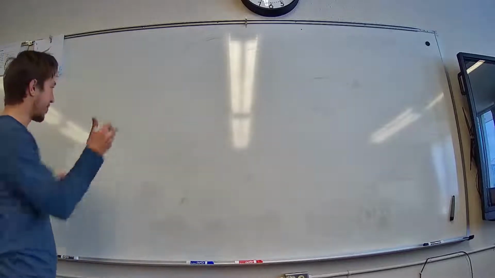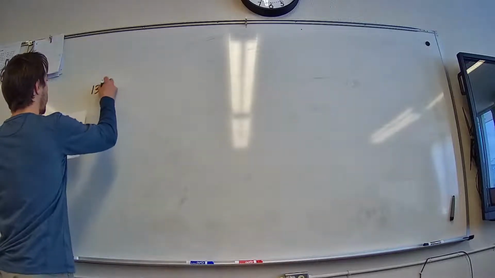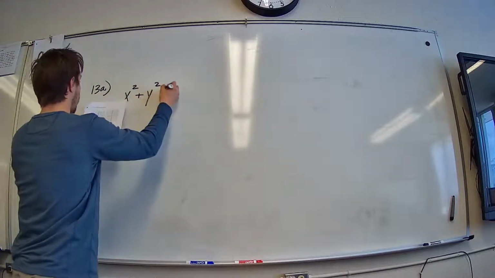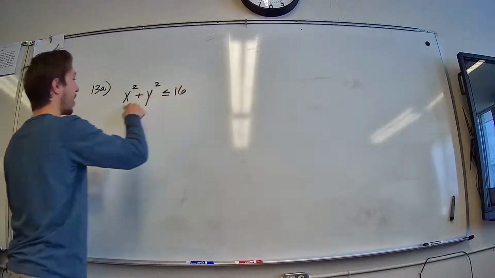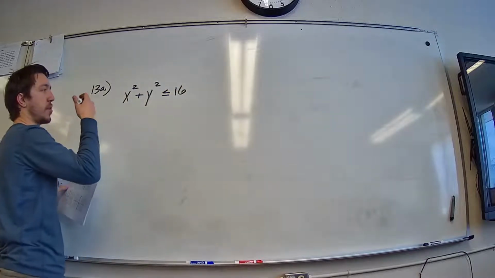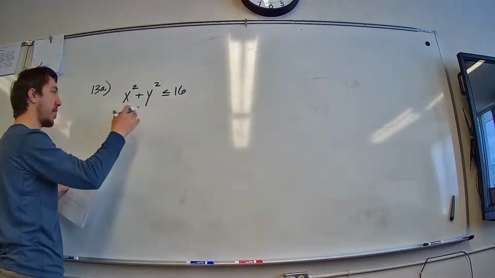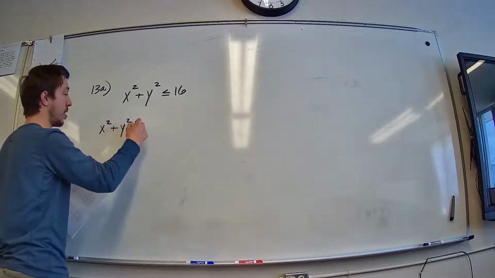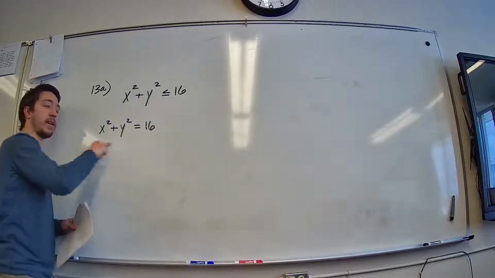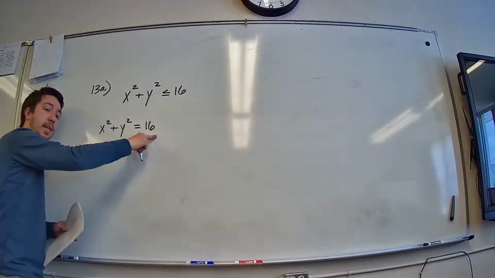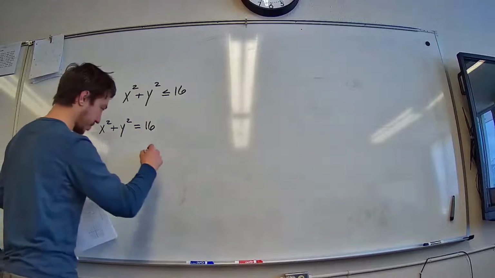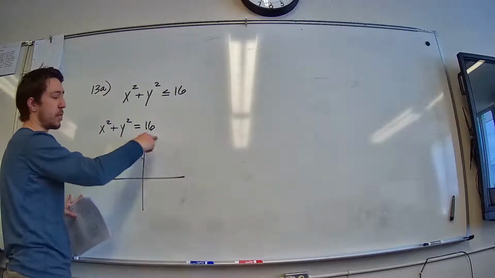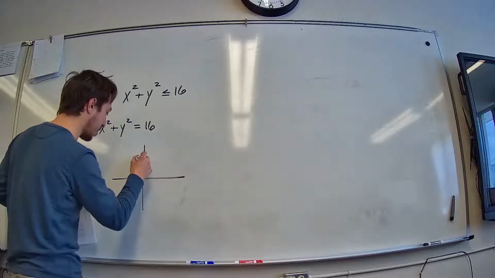So, okay, 13A. Nikita has pointed out that this is about circles. That's totally correct. Suppose I wanted to start off with the question of what pairs of x, y points satisfy this equation. Hopefully you recognize that. That describes a set of points that form a circle. Okay, what's the radius of that circle? 4, very good.